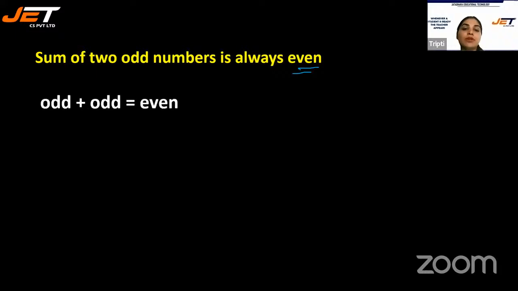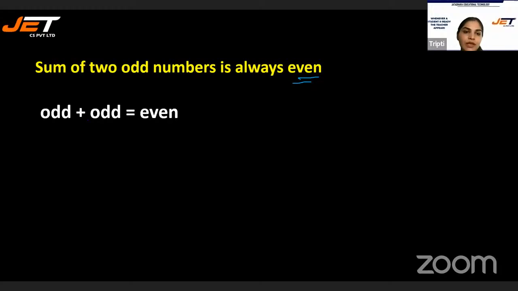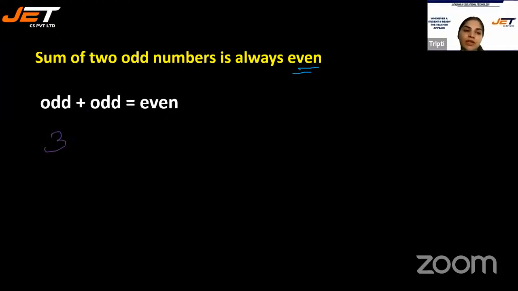Sum of two odd numbers is always even. If you're adding any two odd numbers, let's say 3 plus 7, both are odd numbers. What will you get? 3 plus 7 is 10. That is an even number.